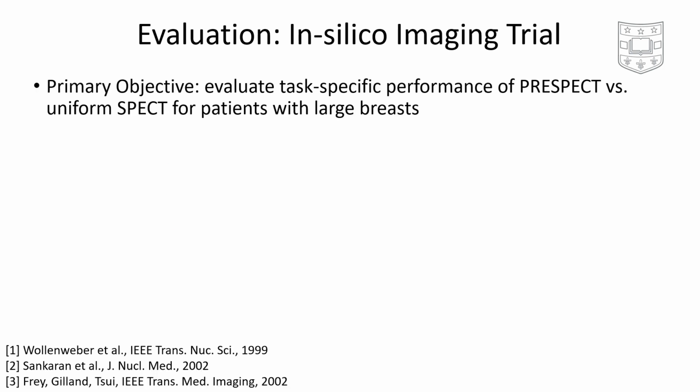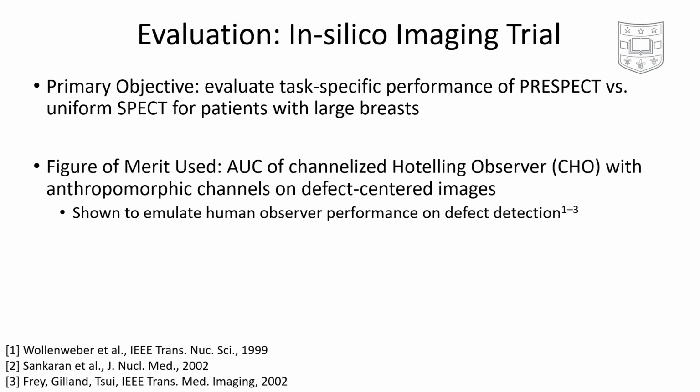For our in silico imaging trial, the primary objective was evaluating the task-specific performance of our PRESPECT method versus that of conventional uniform SPECT for patients with large breasts. The figure of merit used to evaluate this primary objective was the area under the receiver operating characteristic curve of the channelized Hotelling observer with anthropomorphic channels on defect-centered images. In other words, we used a numerical observer that has been shown to emulate the performance of human observers on the task of defect detection for myocardial perfusion SPECT.